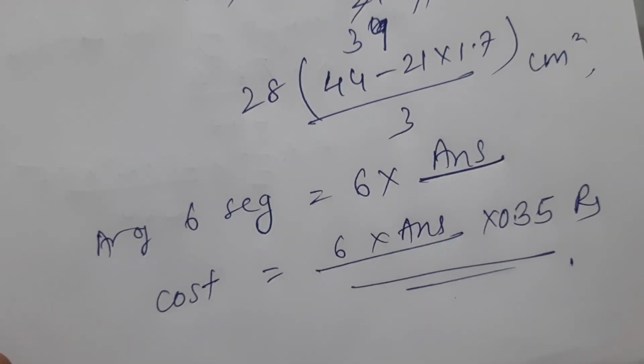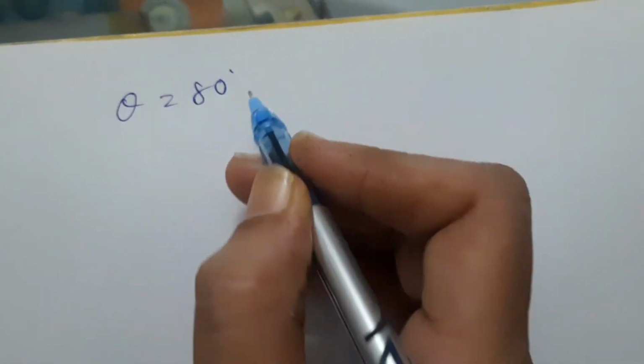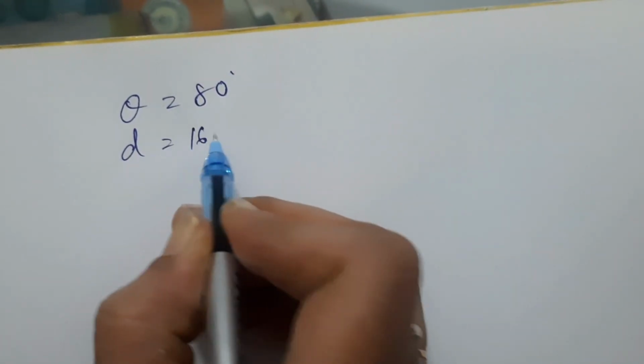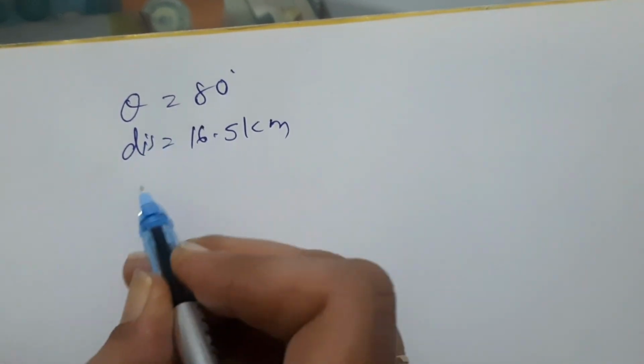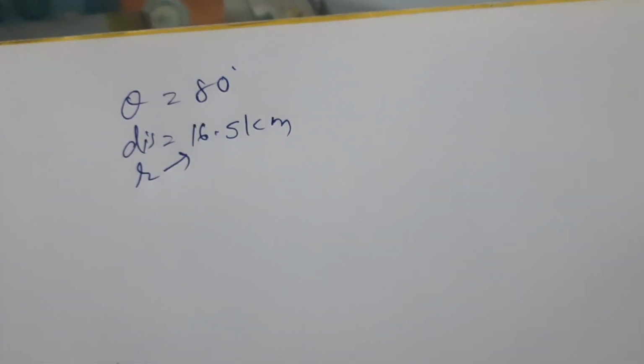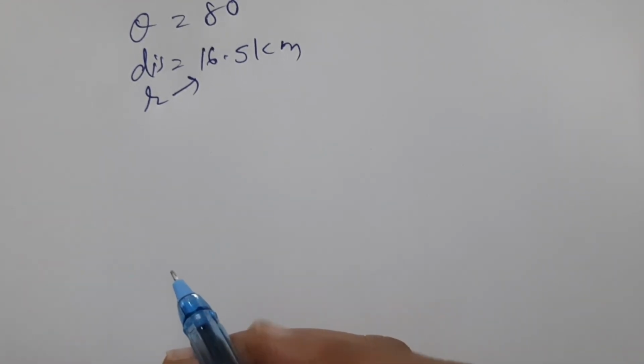So here I left out one question, the 12th one. So here the 12th question was given. To warn the ships for underwater rocks, a lighthouse spreads the red colored light over the sector of 80 degree. So theta is given 80 degree and the distance is given 16.5 kilometer. So this we can consider as radius. So radius is 16.5. Find the area of the sea over which the ships are warned.